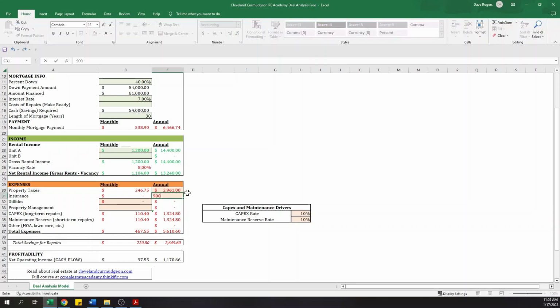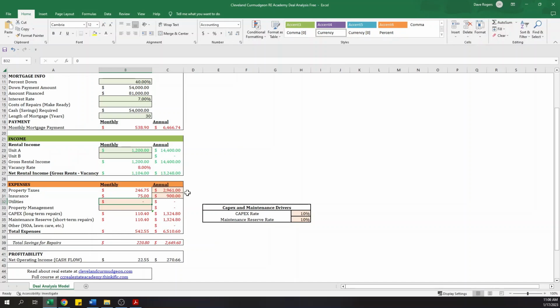Insurance, you should call an agent to get this. I'm typically like 800 to 1,000 for an insurance on a property in this area with this size. So, those are annual premiums you'll get quoted on. That's why I do the annual and divide back into the monthly. Same thing with property taxes. Where I live, you pay twice a year, so 2 installments of 6 months, but they quote you the annual rate. Next, utilities. On a single family rental, I'm not going to pay any utilities.